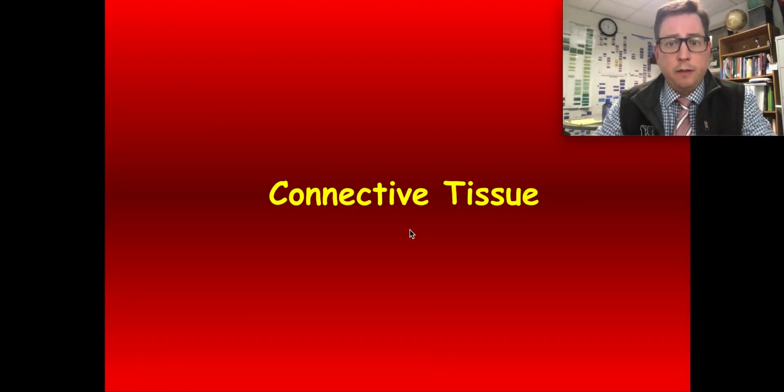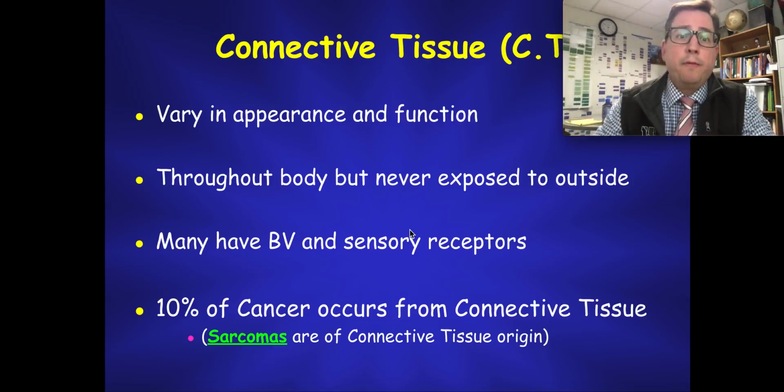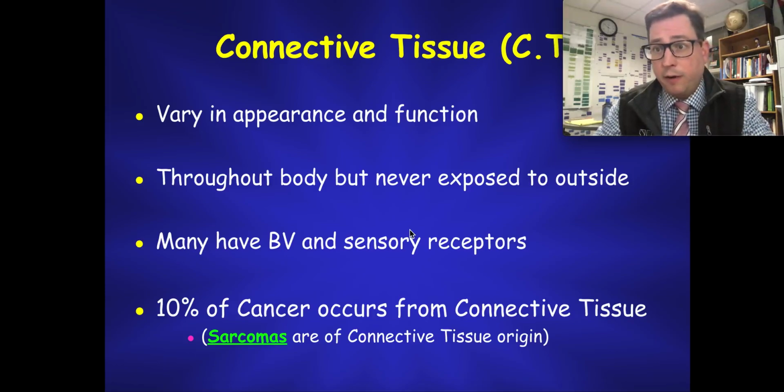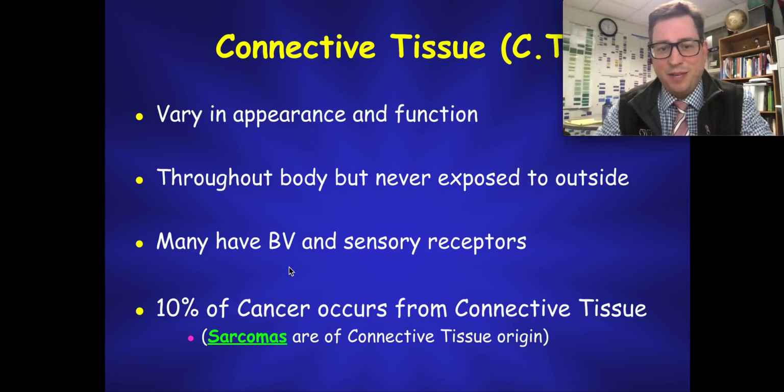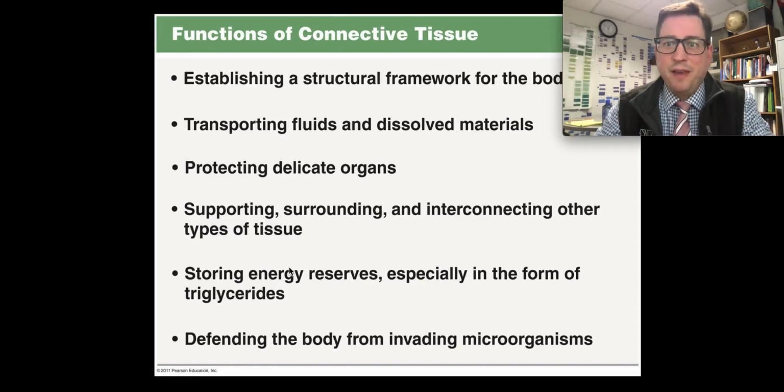Okay. So connective tissue varies in appearance and function throughout the body, but is never exposed to the outside. If you have connective tissue on the outside of your body, something's gone terribly wrong. One of the reasons is that it's full of sensory receptors, nerves, and blood vessels. Our blood vessels are all throughout there, so you know it's exposed if it starts bleeding. And this is different than epithelial tissue, since only 10% of cancers occur in this kind of connective tissue.